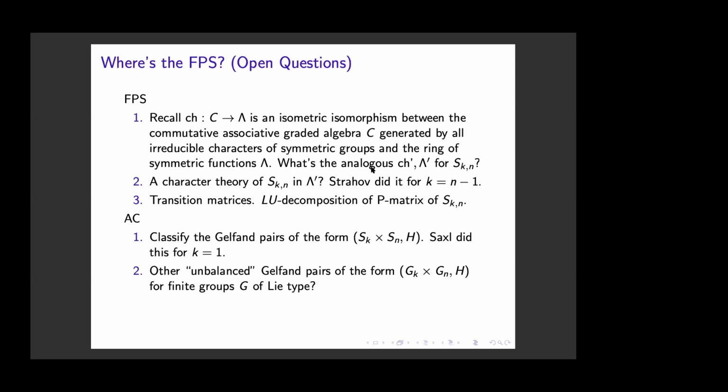Okay, and I'll conclude with some algebraic combinatorics questions. Can we classify Gelfand pairs of the form (S_K × S_N, H)? Saxl did this for the case where S_K is trivial. And perhaps there are other unbalanced Gelfand pairs, kind of like the one we saw here, for finite groups of Lie type. I haven't seriously investigated those questions yet.